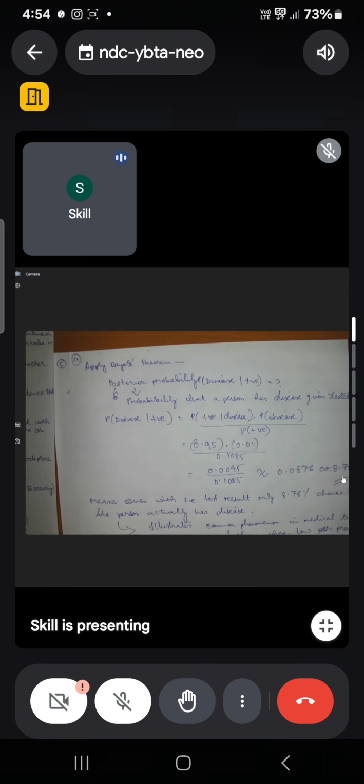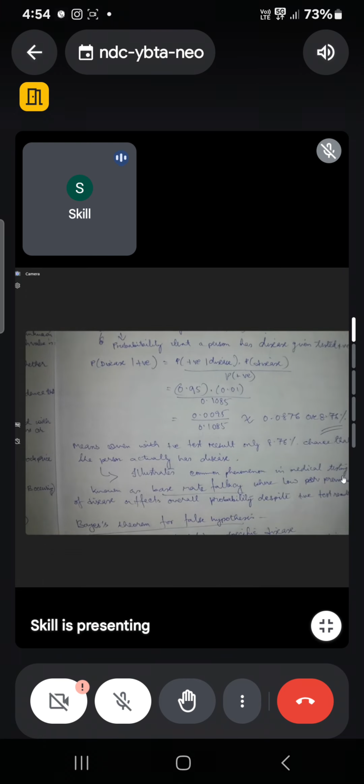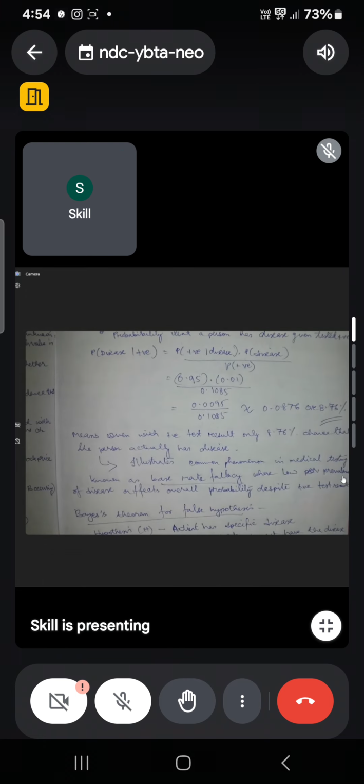At last, after calculating all these, we have come to know that with a positive test result, there is only an 8.76% chance that the person actually has the disease. So that is the uncertainty we are dealing with. Even though the result is positive, the chance of the person actually having the disease is very low.